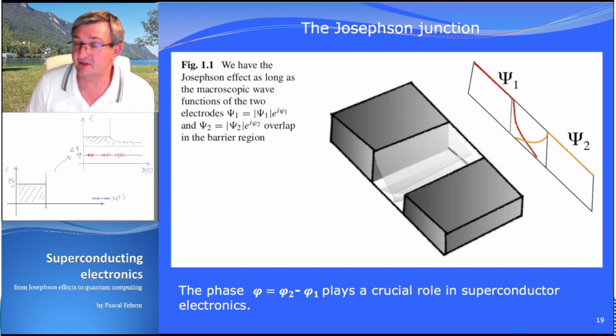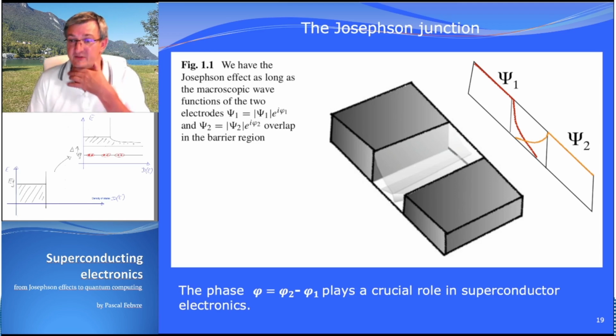And what is interesting in a device like that is to calculate the current and see how it depends on these wave functions. So the parameter which is the most important in the Josephson junction is the phase phi, which is phi2 minus phi1. It means the difference of phase of the two wave functions of these two superconductors. That's really the important parameter.